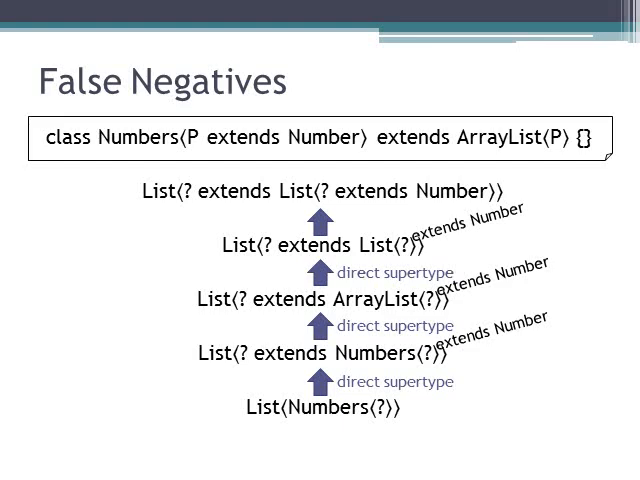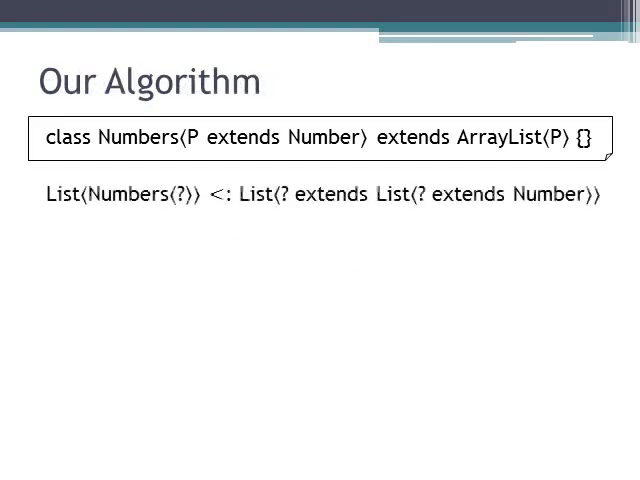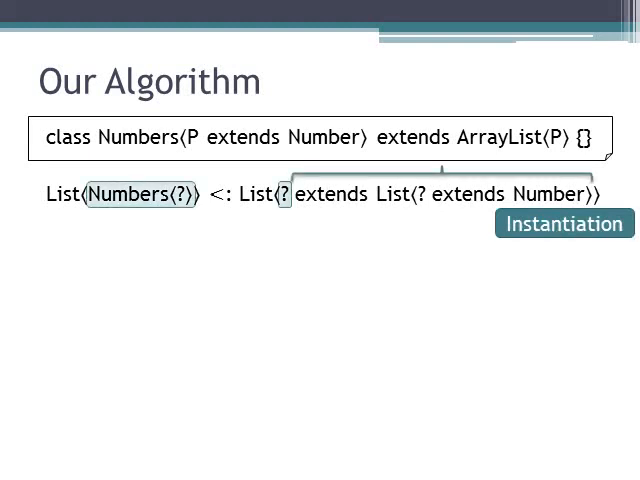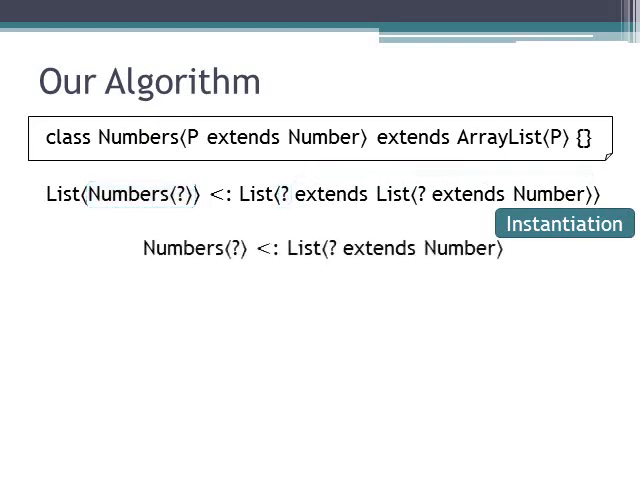To avoid this problem of searching paths, we actually throw away the concept of direct supertypes altogether, and even transitivity, and instead we consider the two types side by side. Because both sides are in terms of lists, what we do is we instantiate this wildcard as Numbers<?>, and then using recursion we check whether this constraint holds after instantiation. So next we check whether Numbers<?> is a subtype of List<? extends Number>.